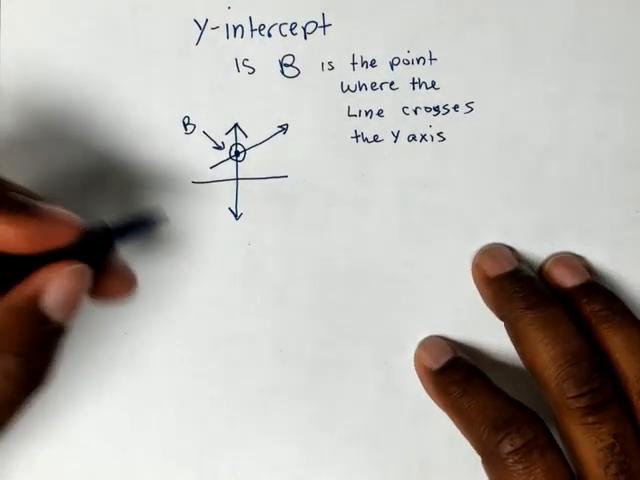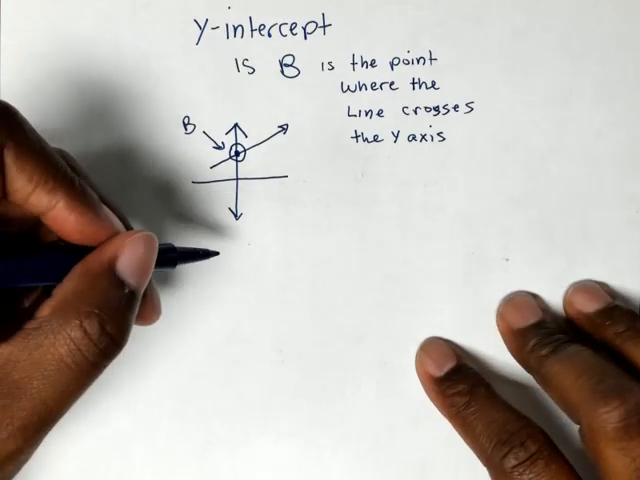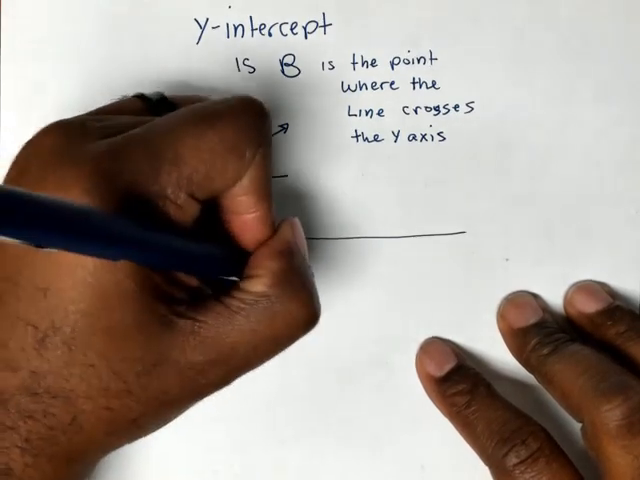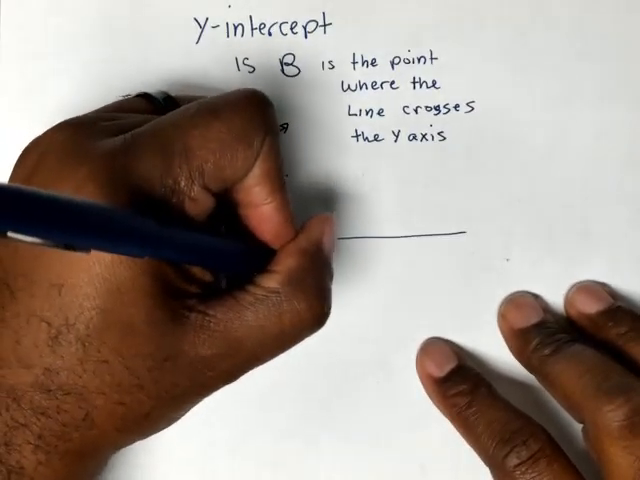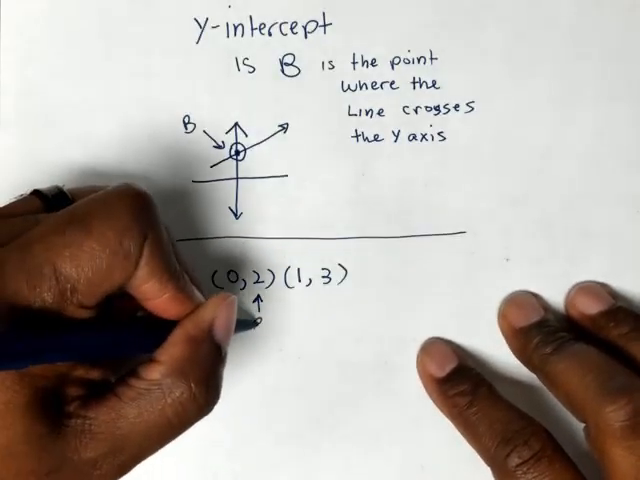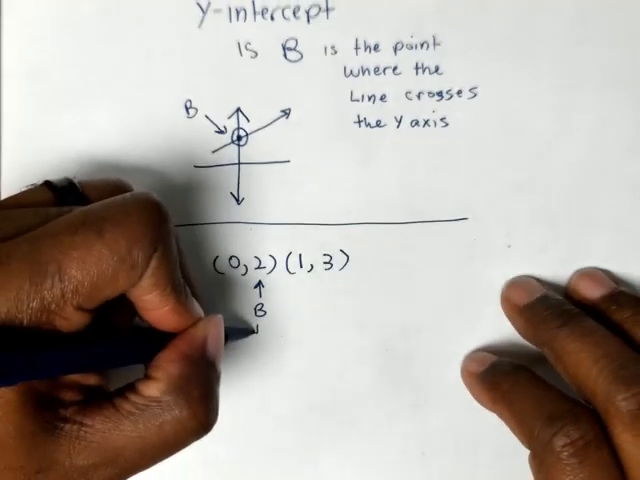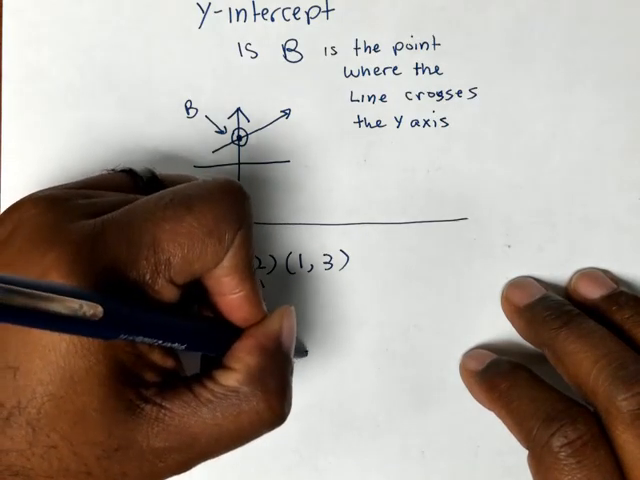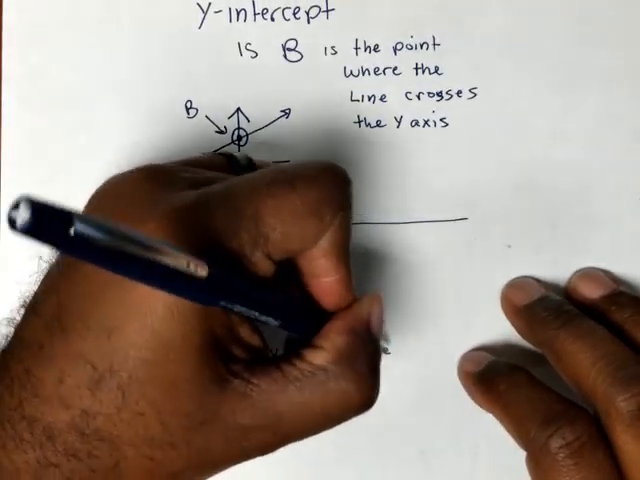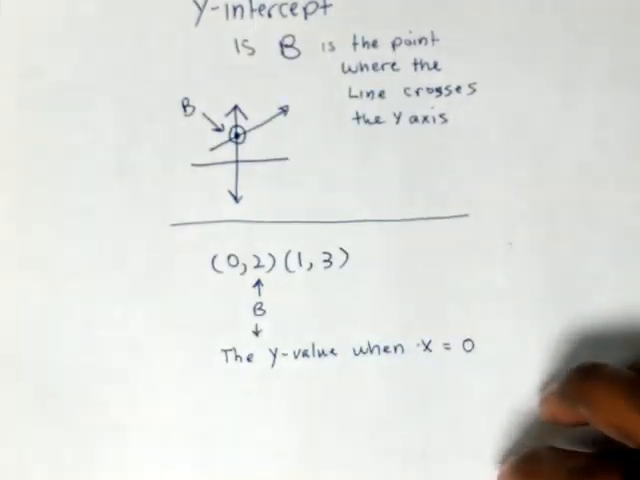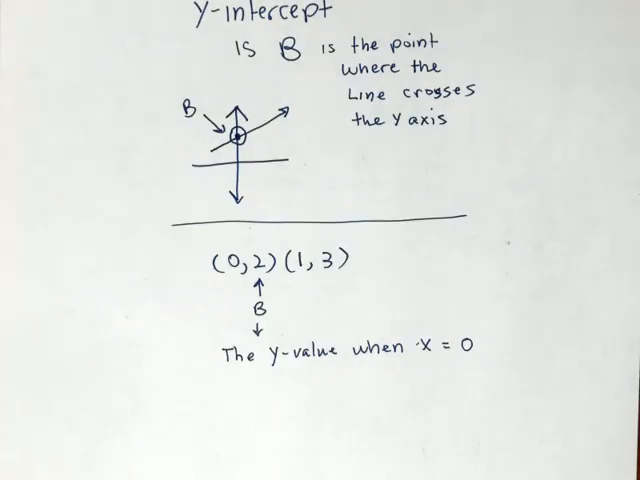If we're using ordered pairs, such as 0 comma 2 and 1 comma 3, b would be right here. Let's put a b there. This is also the y value when x equals 0. So our y-intercept is the point where the line crosses the y-axis. It is also the y value when x equals 0.